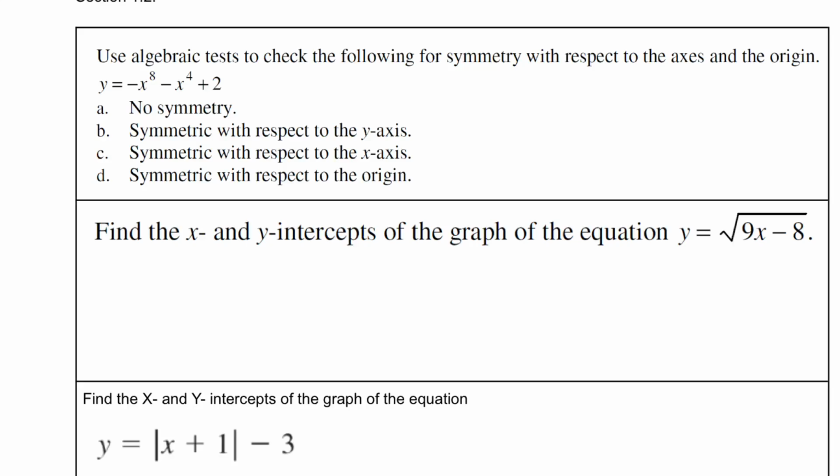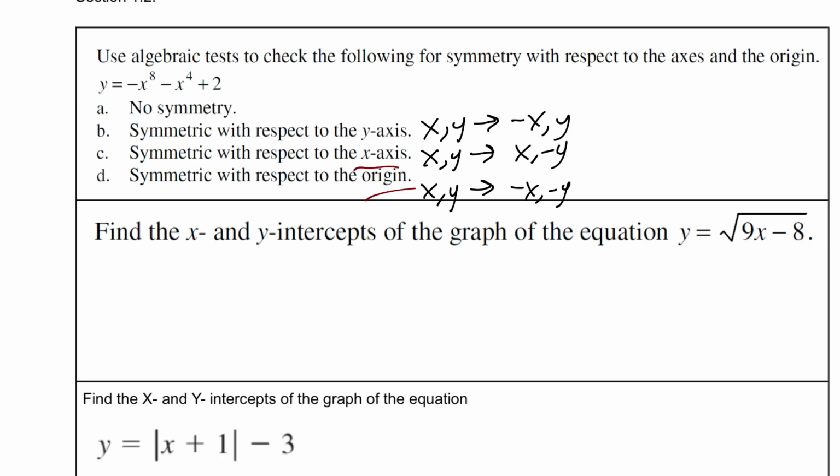For our symmetry tests, we're going to use the following patterns. If there is symmetry with respect to the y-axis, we're going to take our original xy and we're going to make the x negative. If there is symmetry with respect to the x-axis, it's the y that is negative. With the origin, you make them both negative. Let's give it a try.